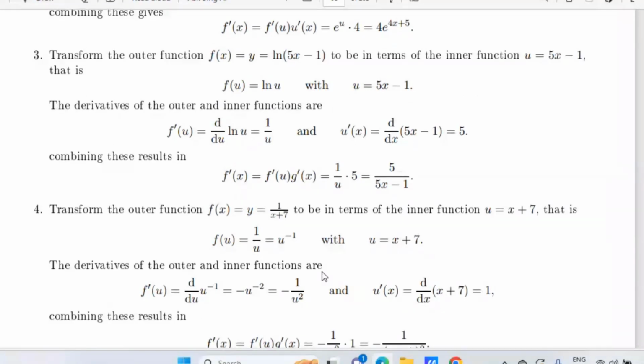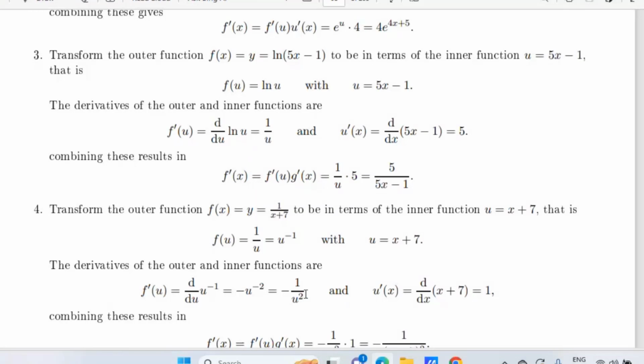Now, the derivative of u to the power negative 1 with respect to u is, we bring the minus 1 in front of u. That minus 1, which is an exponent, from it we subtract negative 1. Then it becomes negative 2. Then we end up having negative 1 over u to the power 2.